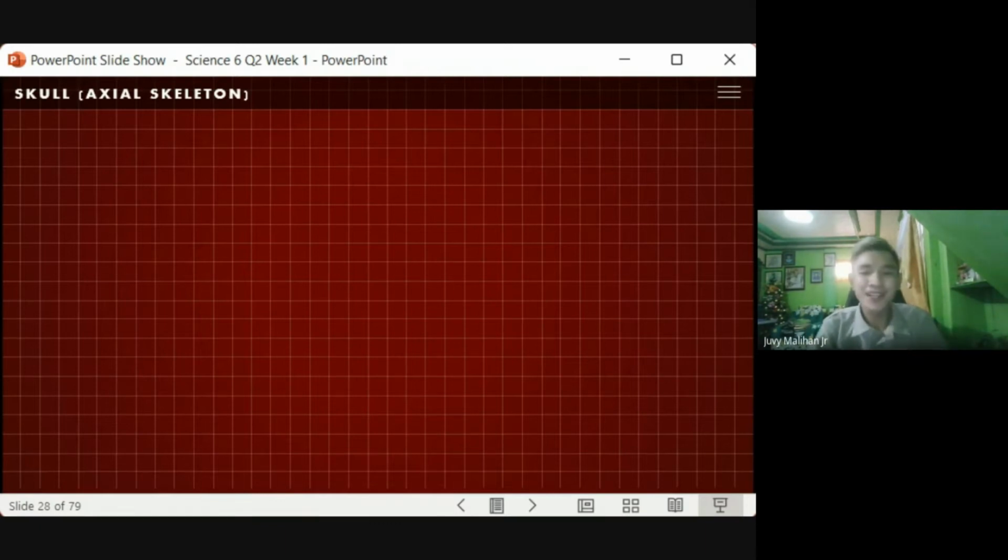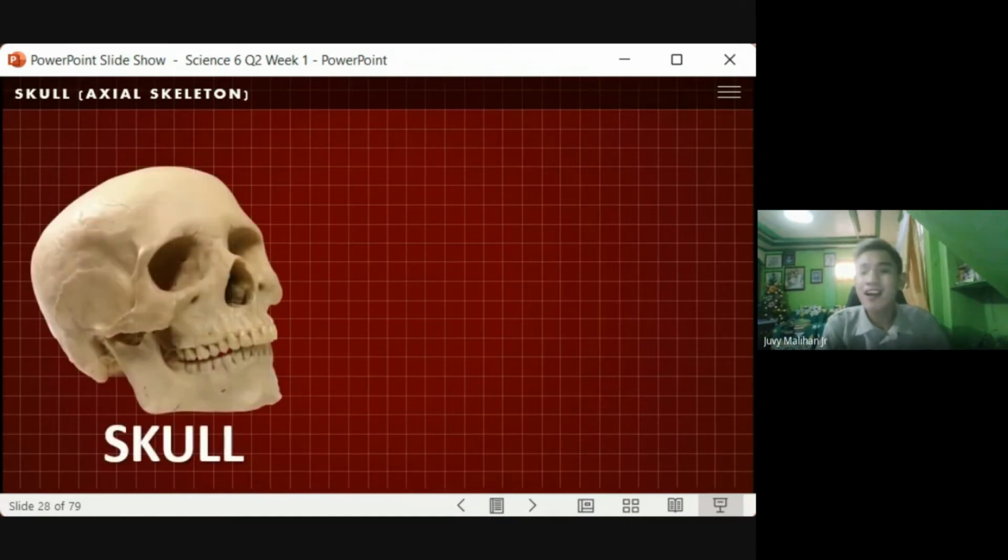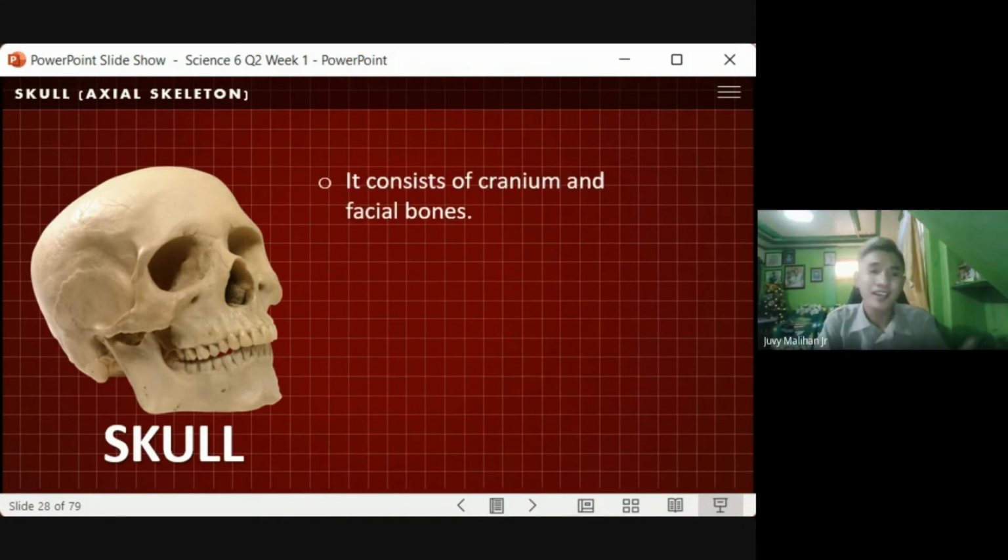Okay, so we said a while ago, class, that the skull is one of the parts of the axial skeleton. Okay, so what is a skull? A skull consists of the cranium and facial bones. So ilan kayang bones mayroon ang cranium as well as our face? Ilan kayang bones meron tayo? The cranium, class, is made up of 8 bones joined together to form a rigid case that protects the brain. Okay? So, in other words, class, the brain is protected by our skull.